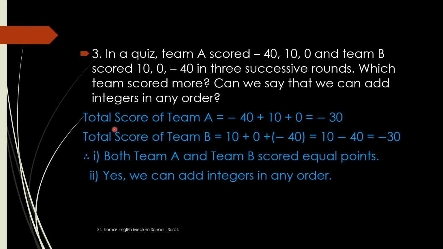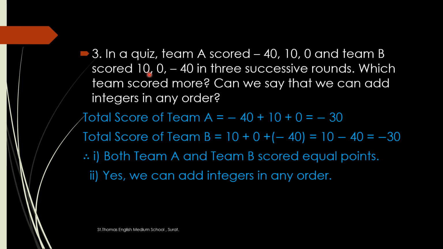Okay. So total score of team A, that is minus 40 plus 10 plus 0. 10 plus 0, that is 10. Minus 40 plus 10. One positive number, one negative number, we have to subtract and put greater number sign. So 40 minus 10, that is 30. And 40 is the greater number, sign is minus. So answer is minus 30. It's clear?